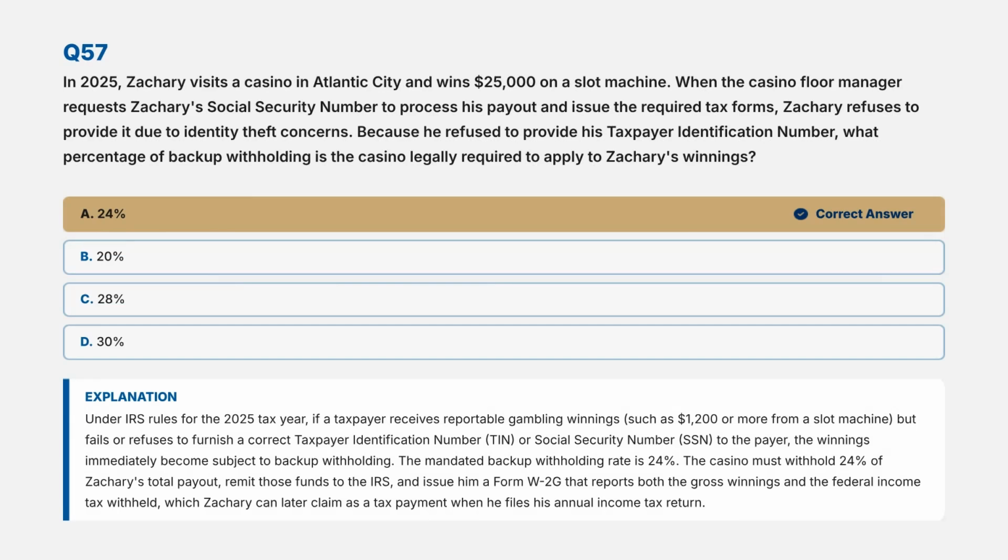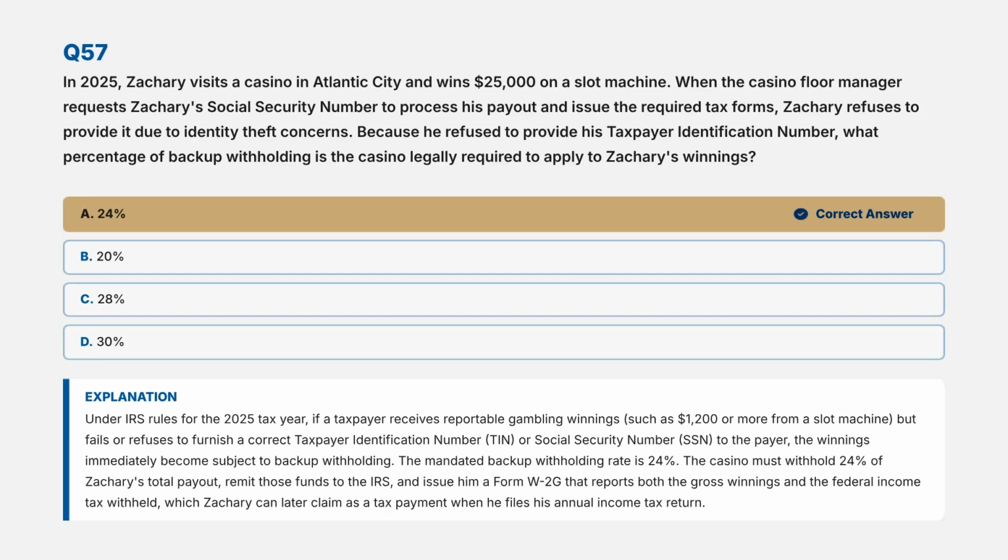The correct answer is A. 24%. Under IRS rules for the 2025 tax year, if a taxpayer receives reportable gambling winnings, such as $1,200 or more from a slot machine, but fails or refuses to furnish a correct taxpayer identification number (TIN) or Social Security number (SSN) to the payer, the winnings immediately become subject to backup withholding. The mandated backup withholding rate is 24%.